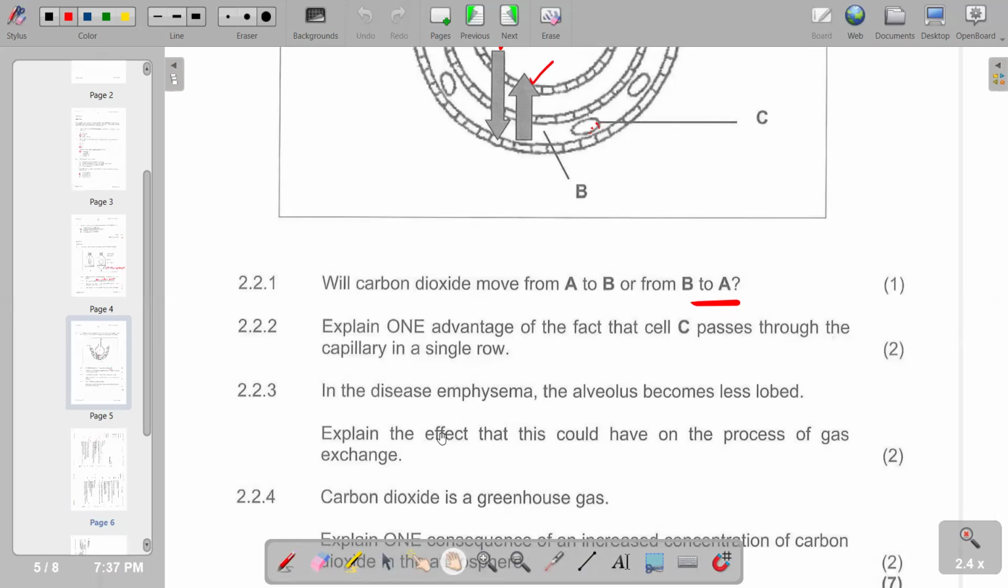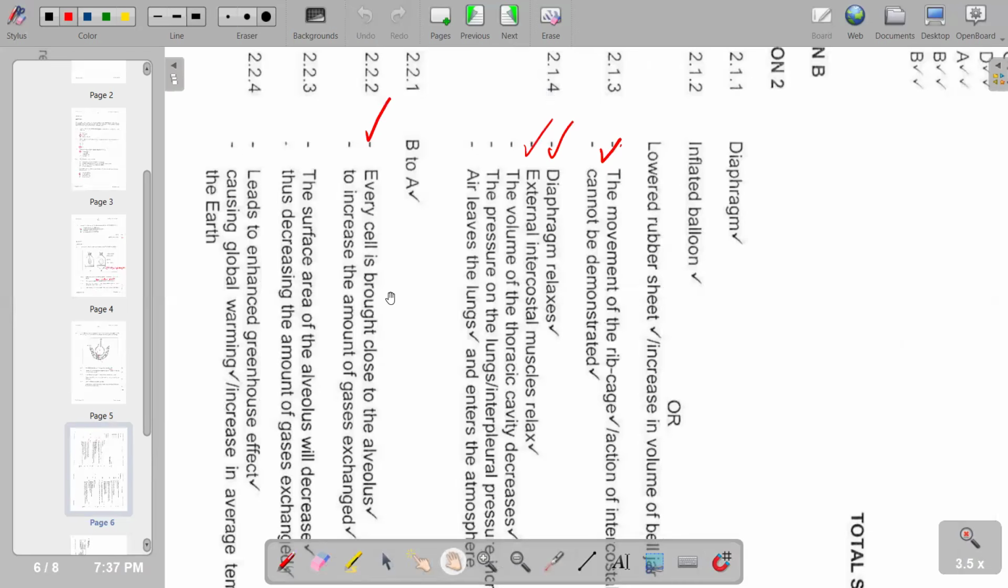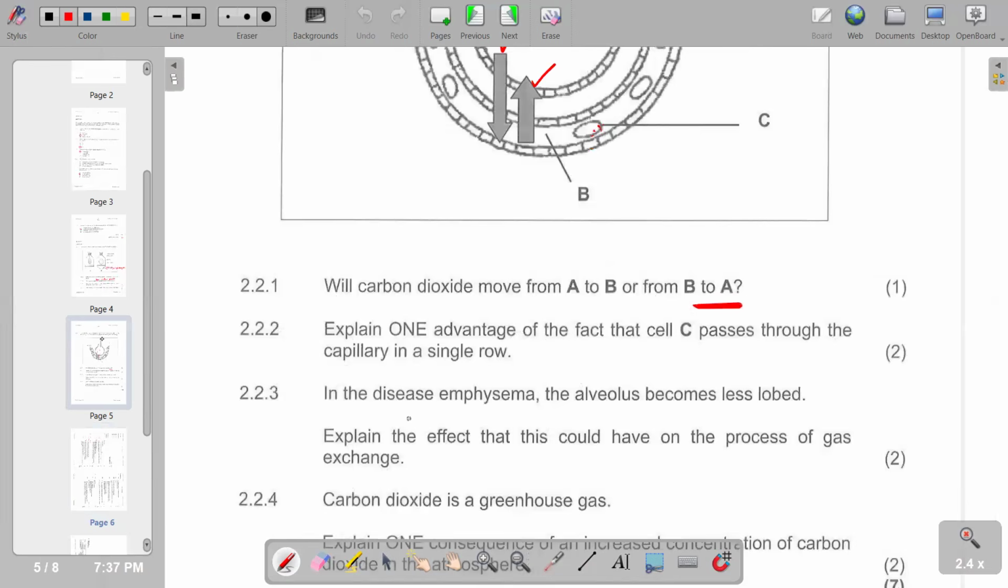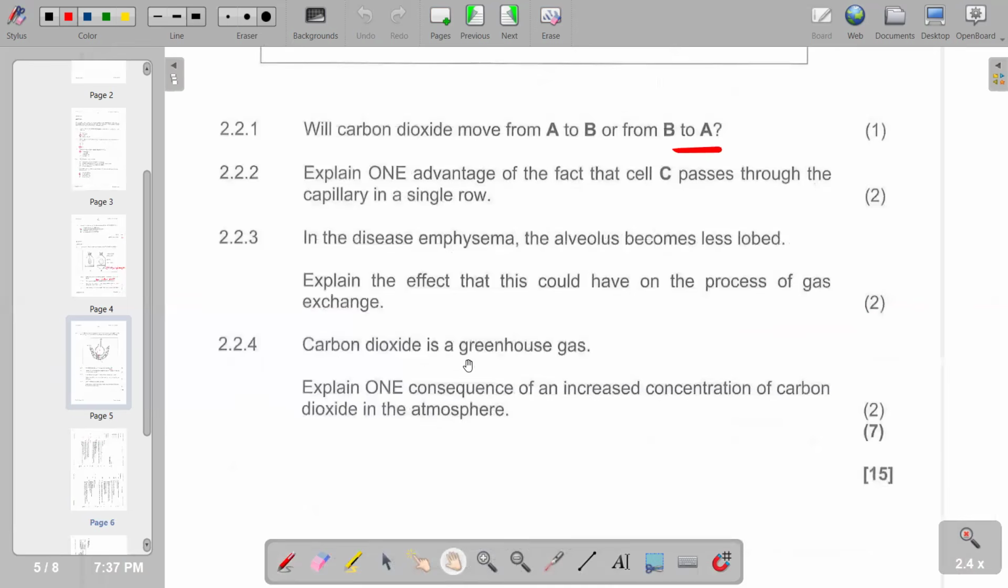So you see that the surface area of the alveolus will decrease, thus decreasing the amount of gases exchanged. So that is the response that we have, which we have also stated in our answer section on this part. The surface area of the alveolus will decrease, and that's decreasing the amount of gases exchanged. So that is what we have for 2.2.3. Then moving on to 2.2.4, which is carbon dioxide is a greenhouse gas. Explain one consequence of an increased concentration of carbon dioxide in the atmosphere.